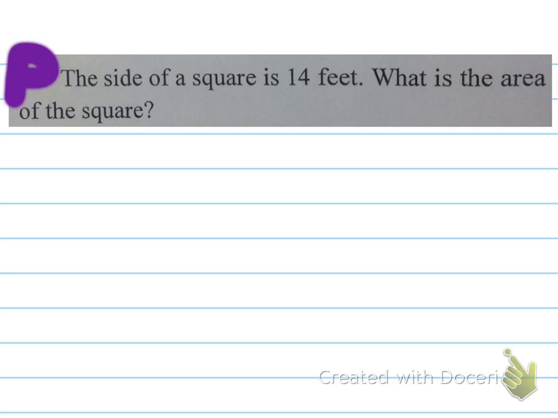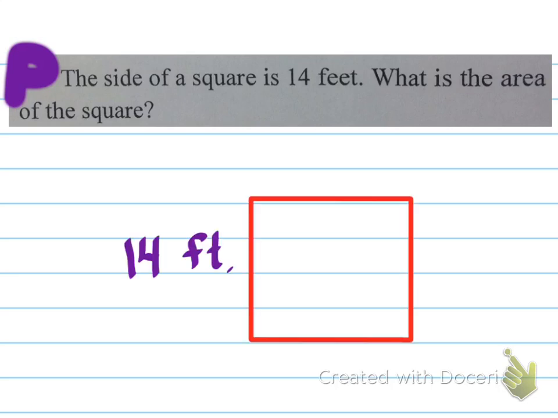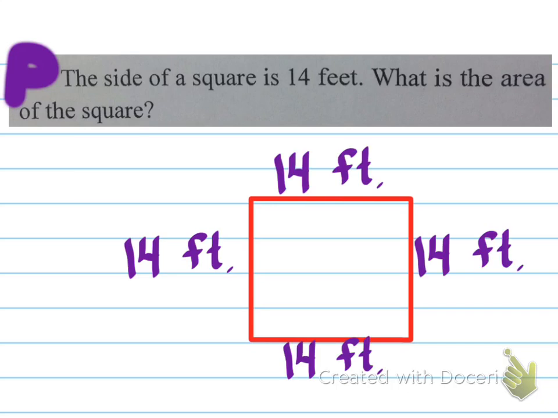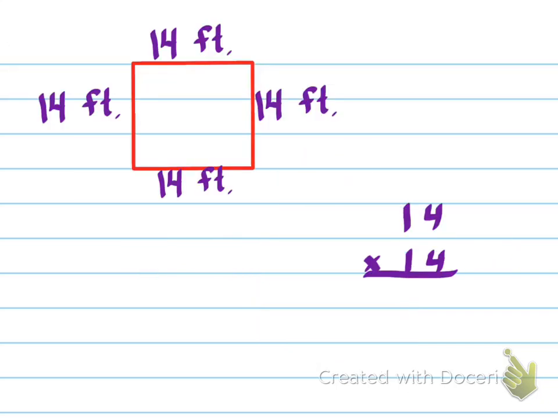Here we have the side of a square is 14 feet. What is the area of the square? So the first thing you do is draw a picture. And here we have a square and each side is 14 feet. So if one side is 14 feet, a square has all 4 sides equal. So I will make all four sides 14 feet. And we need to find the area, so it would be length times width, which is 14 times 14. So go ahead and pause me and multiply 14 times 14 and then come on back and check your work.